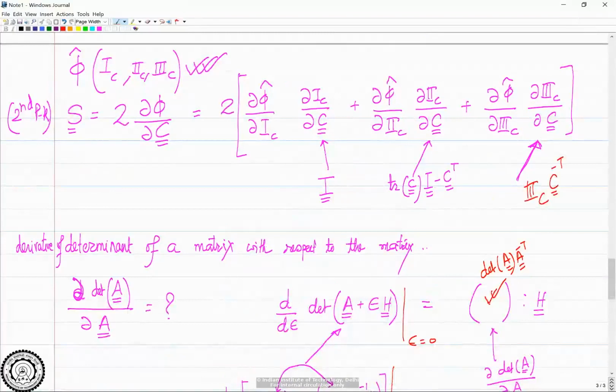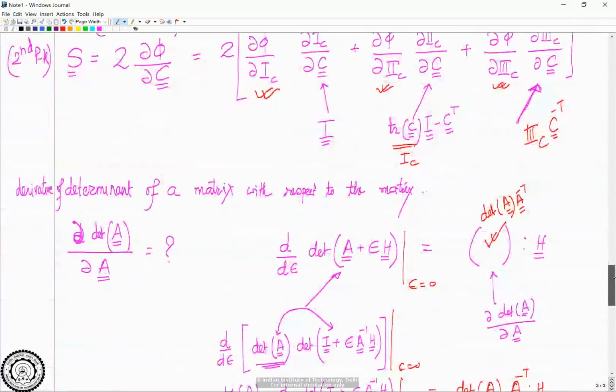Now look at the entire thing here. This is the first derivative of phi hat with respect to IC. This will still depend on all IC, 2C, 3C. It's some function. Similarly, this will also depend on all IC, 2C, 3C. And this will also depend on all IC, 2C, 3C. And here, this thing is also your IC. So when you club all the things together, what do you get?